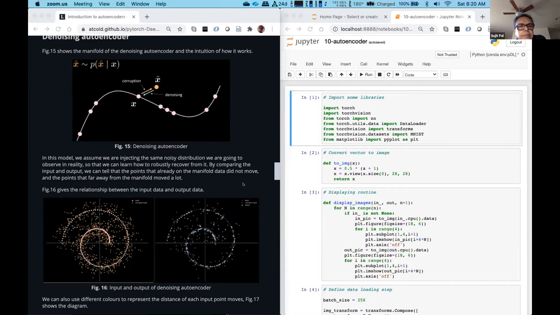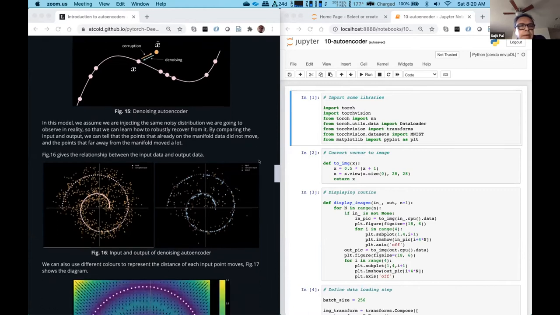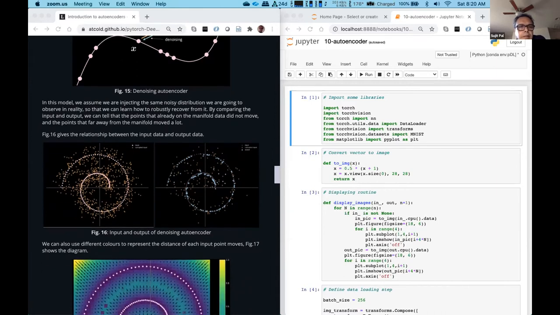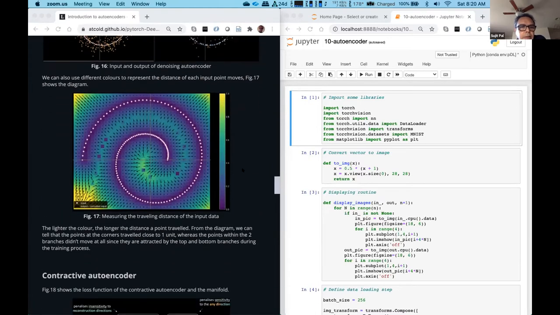And so it says, we assume injecting the same noisy distribution we observe in reality, so we can learn how to robustly recover from it. Here you have these points on a spiral manifold, and you add noise, and after the training, it removes the noise and puts the points back on the spiral. So it's two of these.